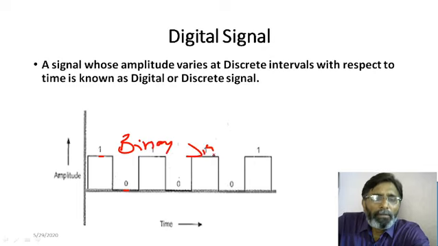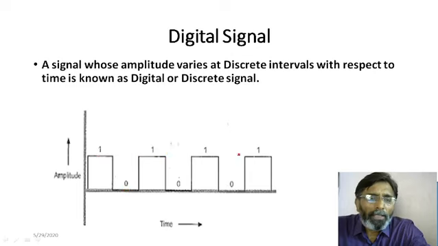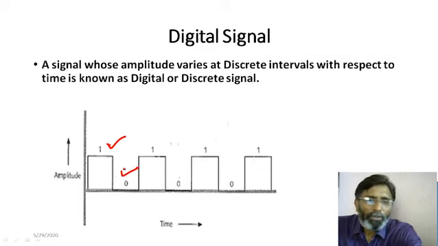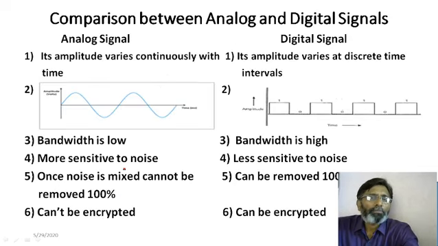This is known as a binary signal. In this binary signal, the high voltage level is known as logic 1, and the low level is known as logic 0. So, this is the digital signal. We will discuss more details when we get to the digital electronics part.